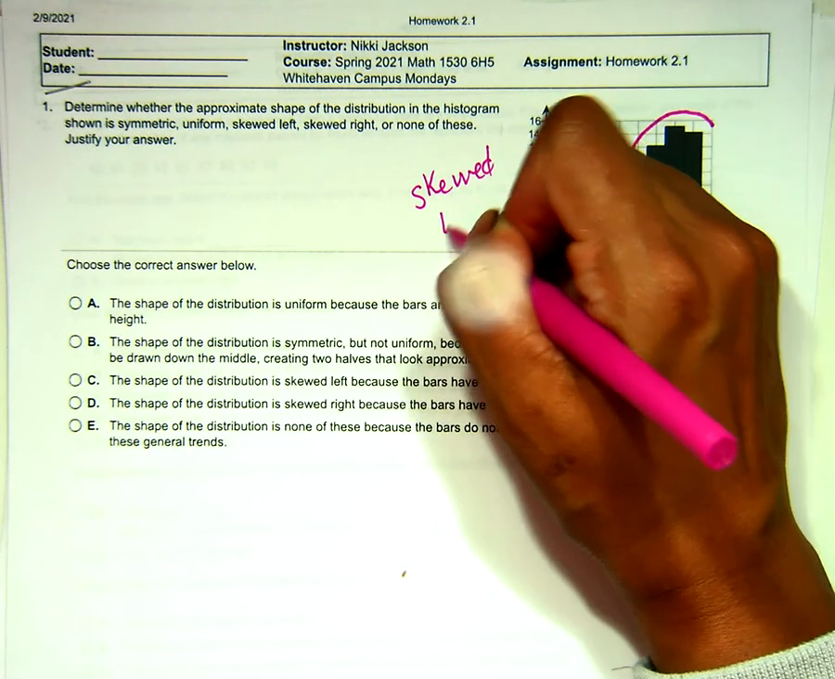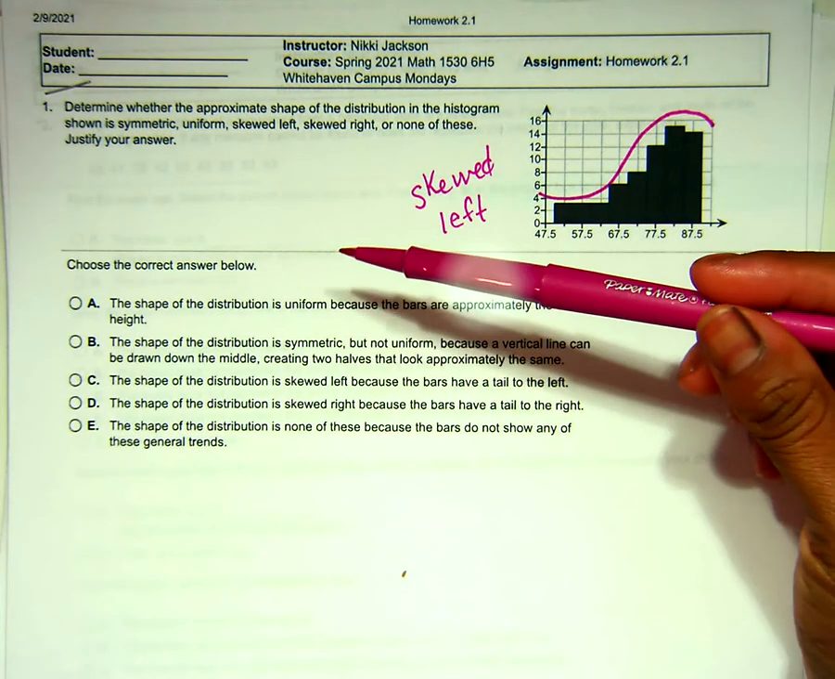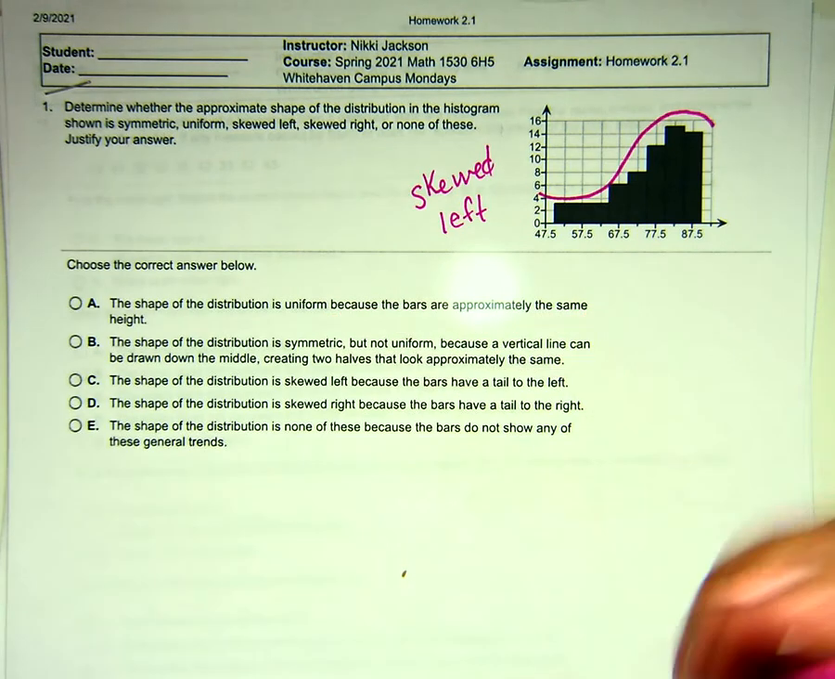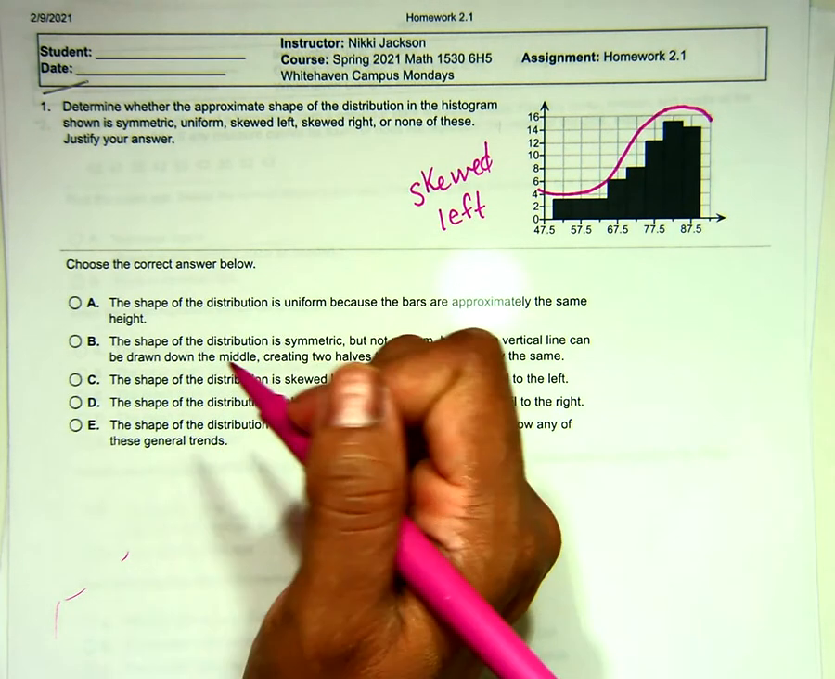Now the question is, which one of these answer choices is it? So using process of elimination, we only see one that has skewed left. So hopefully you were able to read all of those. So your correct answer would be C.